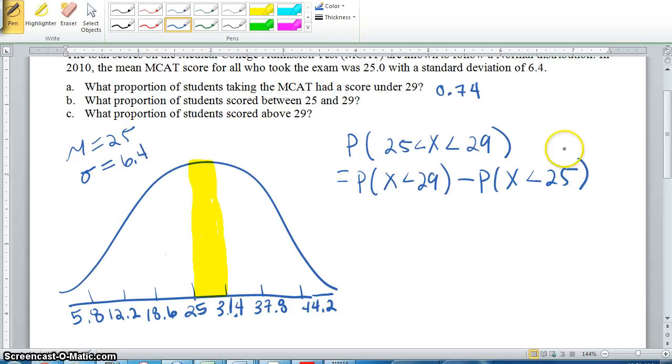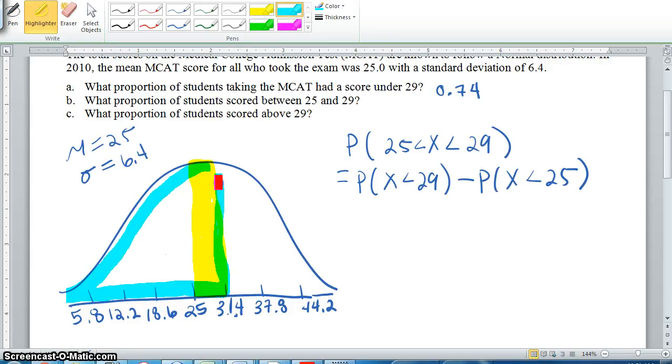So what this looks like visually is essentially we are going to take this entire area below 25 and just subtract off the blue part. So if we have all of 29 and we subtract off just the blue part here, then we'll get the green shaded region that we want. That is then the area between 25 and 29.